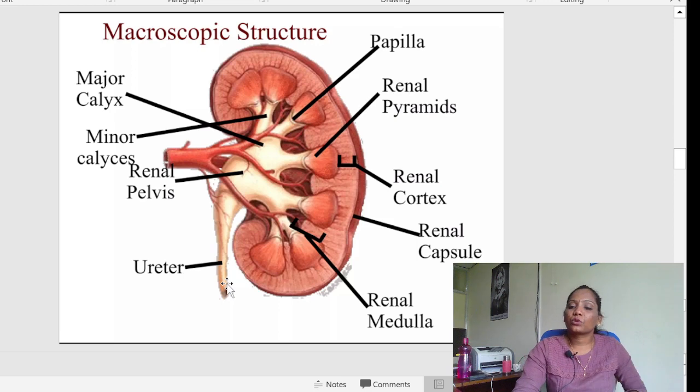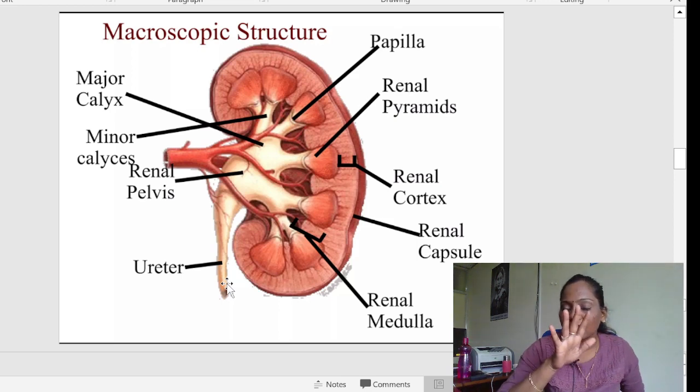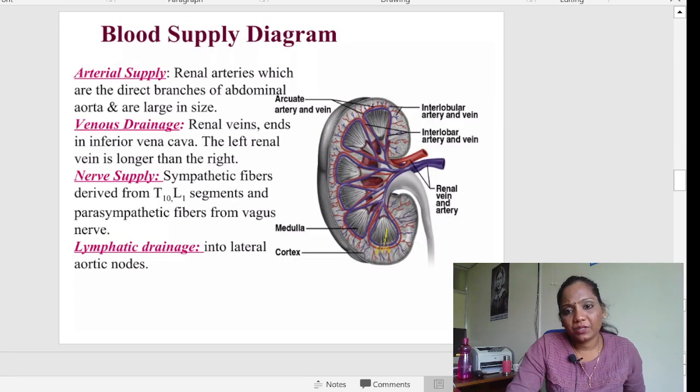This is about microscopic structure. So when we speak about microscopic structure, we need to remember the renal capsule, renal medulla, renal cortex, renal pyramids, papillae, then it is directly connected to the renal pelvis. Then the renal pelvis also has connections. The major portion we call the major calyx, and the lower portion we call the minor calyx. So that is about the microscopic structure of the kidney. This is for 15 marks. Please listen carefully, write the exam directly.